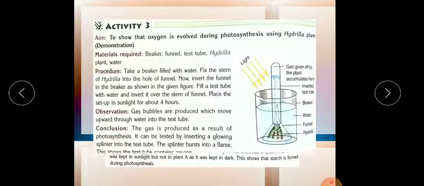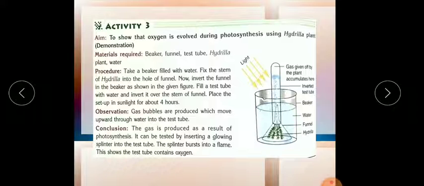Now the next activity is to show that oxygen, as you know, is the byproduct that is evolved or released during the photosynthesis process, we all know. Okay, the reaction, remember, CO2 plus H2O gives C6H12O6 plus O2. So for this experiment also we need a few materials, that is beaker, funnel, test tube, hydrilla plant and water. So what is the procedure?